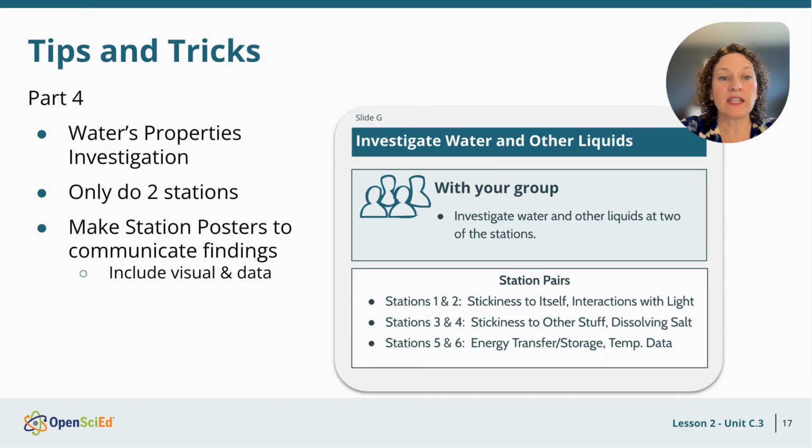This part is directly connected to the science and engineering practice of obtaining, evaluating, and communicating information. I also highly recommend having each group make a poster about the first station that they visited to support the upcoming part where they will share their findings with the other groups. I asked each group to make a visual and include the data that they collected for the station. I also asked them to check in with their sister group that also completed that same station to double check on the accuracy of the data and if there was anything else they should include on their poster.